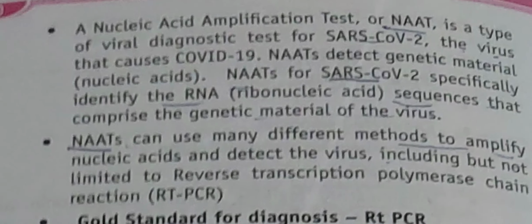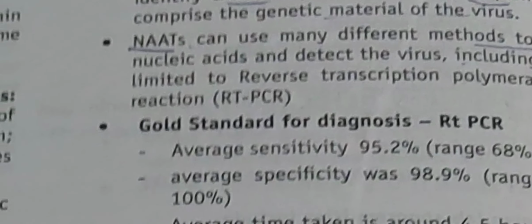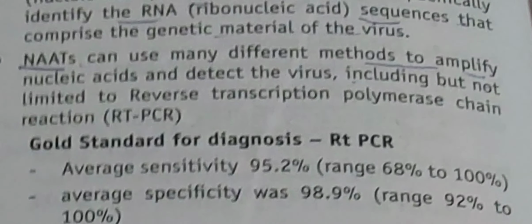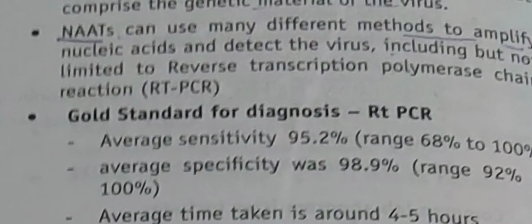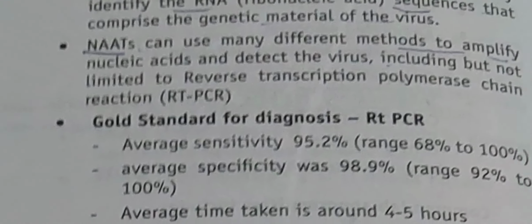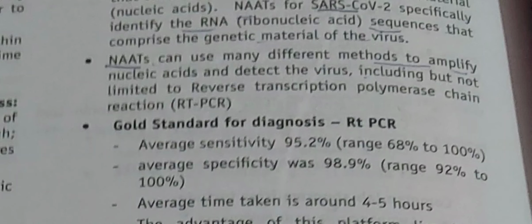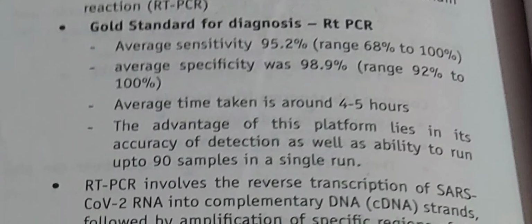So molecular tests detect genetic material, and for SARS-CoV-2 they specifically identify the RNA sequences. They can use many different methods to amplify the nucleic acid and detect the virus, including but not limited to the reverse transcriptase polymerase chain reaction. But it is not limited to this reaction.